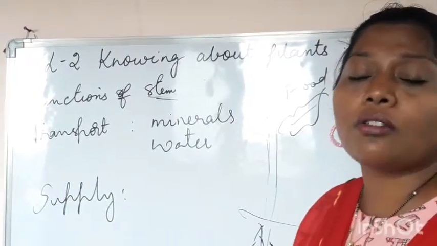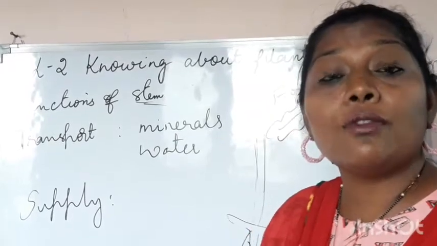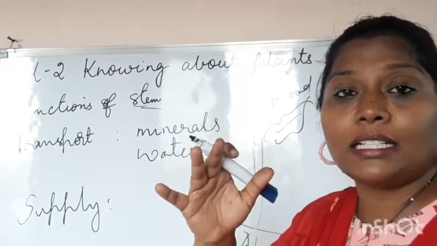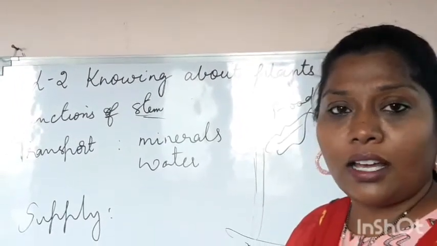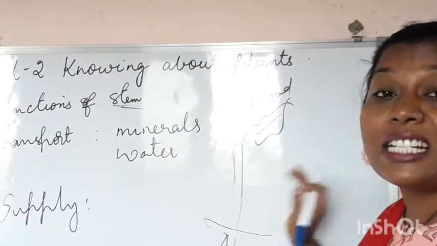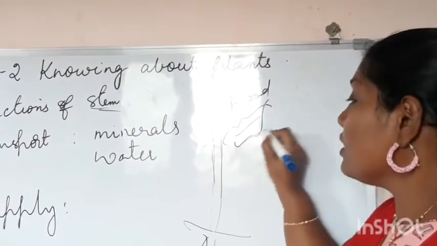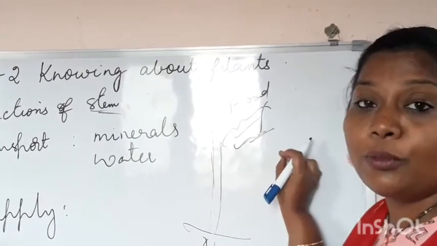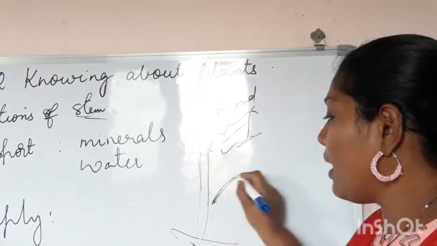The food is going into our stomach. From the stomach, the digested food is being transported through the blood, through the circulatory system. In the same way, the plant also has a circulatory system inside it, so that the food which is prepared in the leaves can be supplied to other parts of the plant.